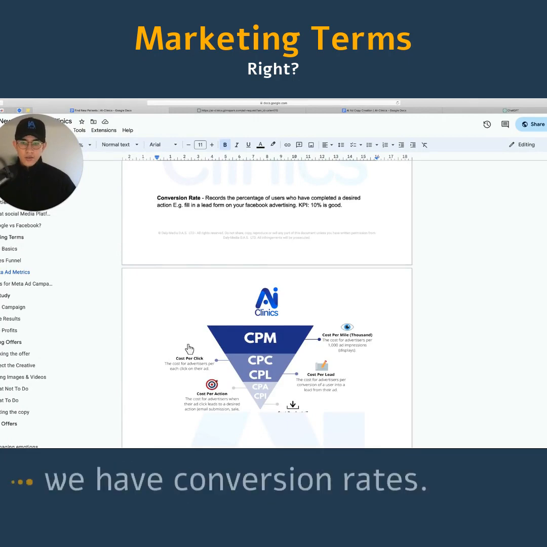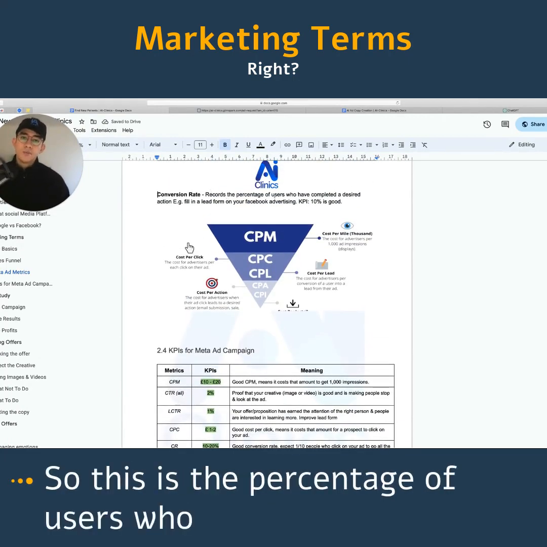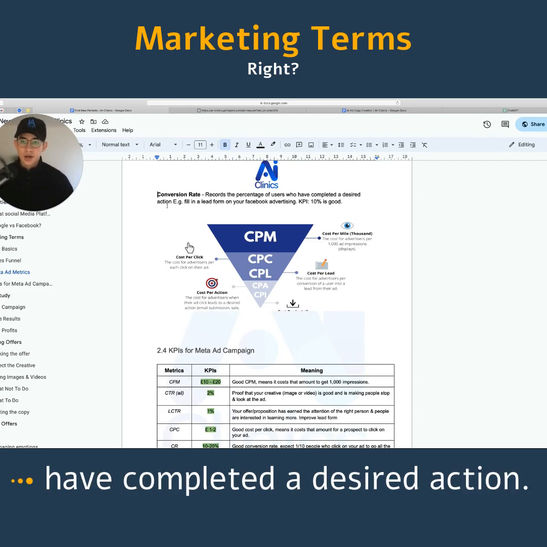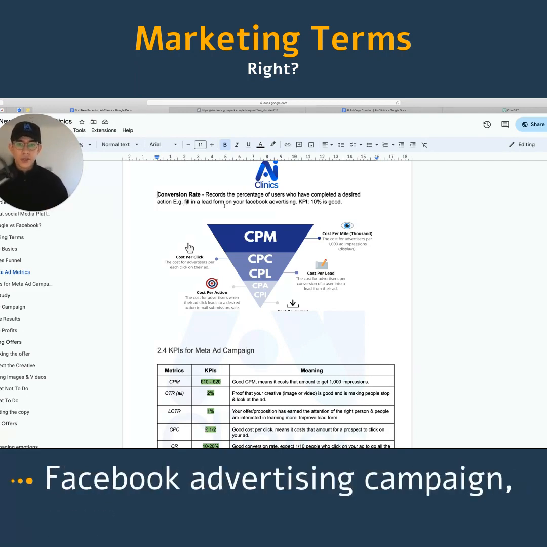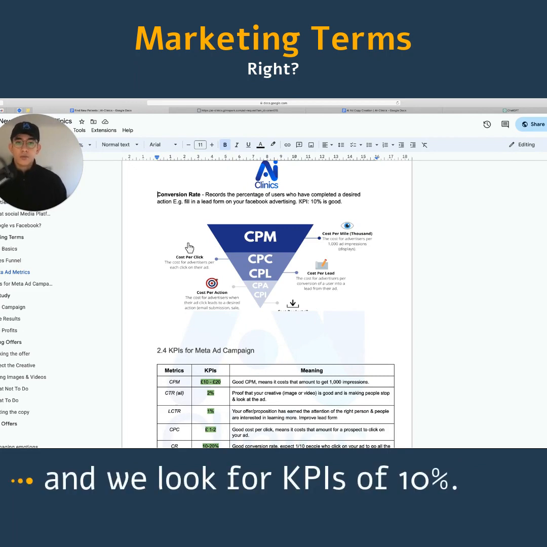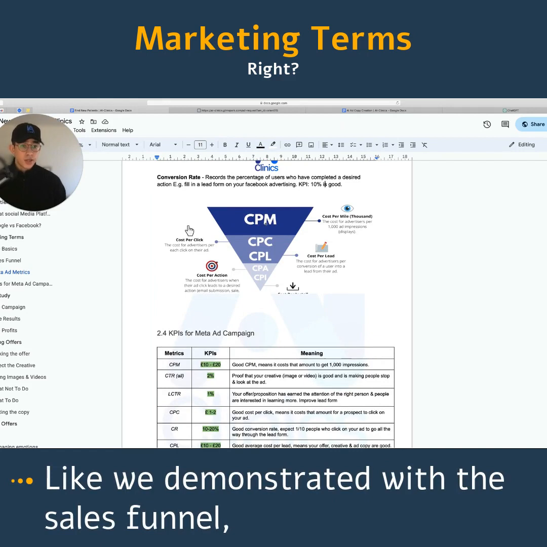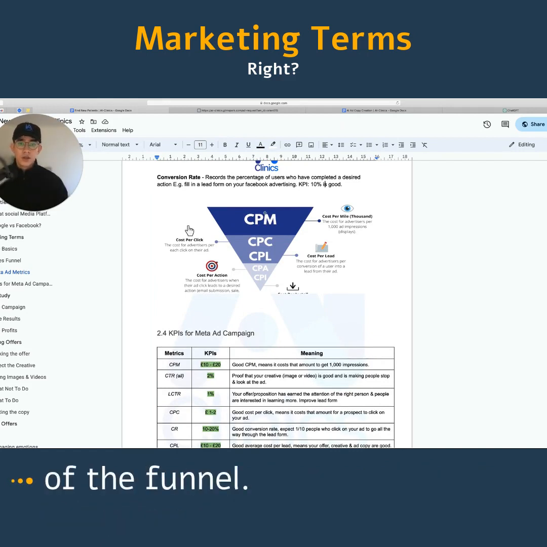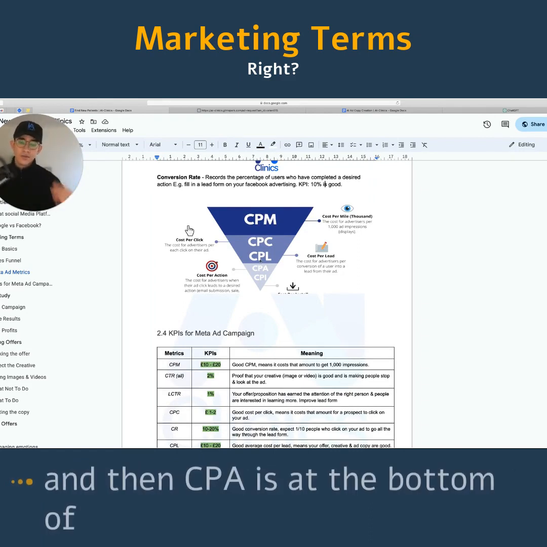And then finally, we have conversion rates. So this is the percentage of users who have completed a desired action. For instance, they fill in the lead form on your Facebook advertising campaign, and we look for KPIs of 10%. So just like we demonstrated with the sales funnel, CPM, cost per 1,000, is the top of funnel. CPC and CPL is the middle of the funnel. And then CPA is the bottom of the funnel.